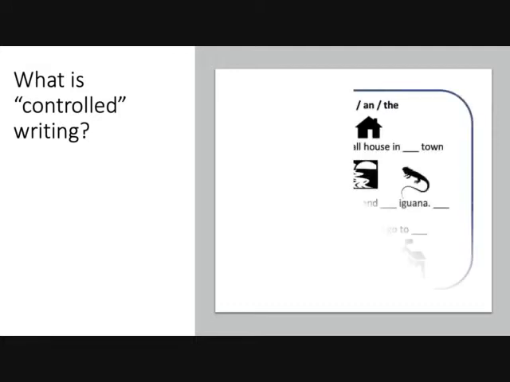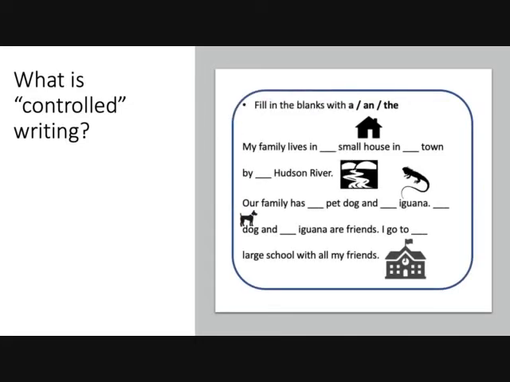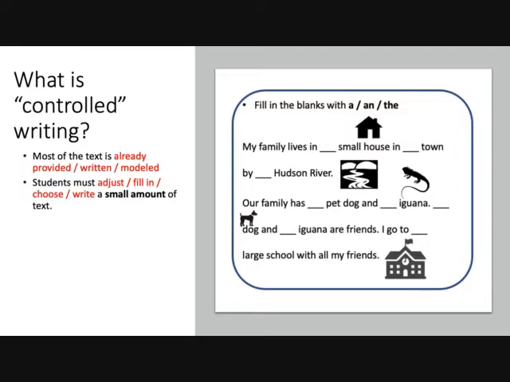Okay, so let's have a look again. What is controlled writing? Well, I think the best way might be to show you an example of a controlled writing exercise. So here's one that gets the students to practice a, an, or the. And it's a short text about a family living in a small house with pets and things. Okay, so as you can see here, most of the text is already provided, or written, or modeled. All the student has to do is adjust or fill in or choose a small amount of the text. The only thing here they have to focus on is a, an, or the. This is usually a focus on a particular language structure, as you can see here.